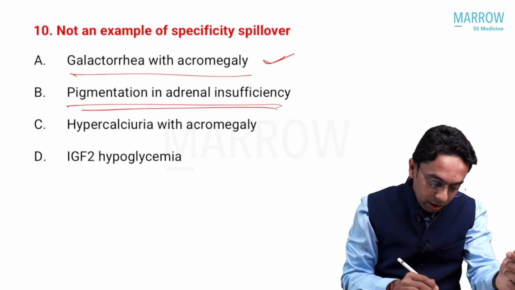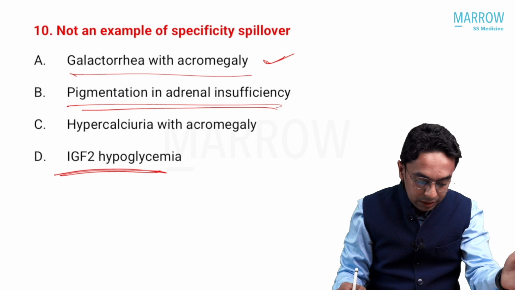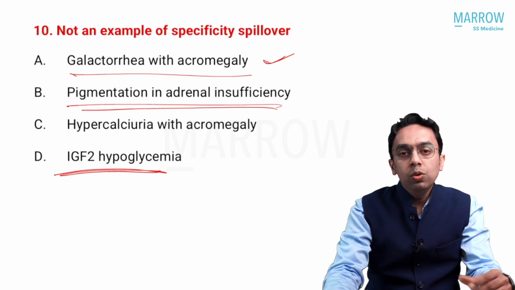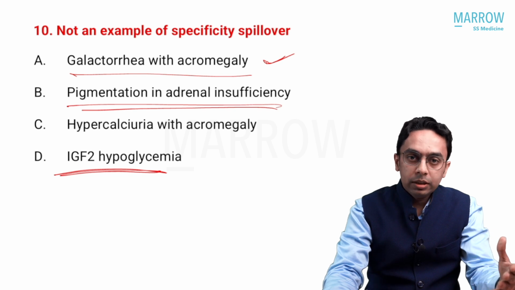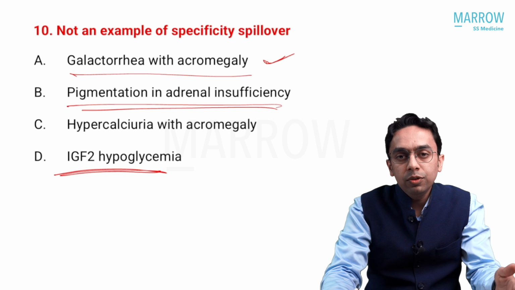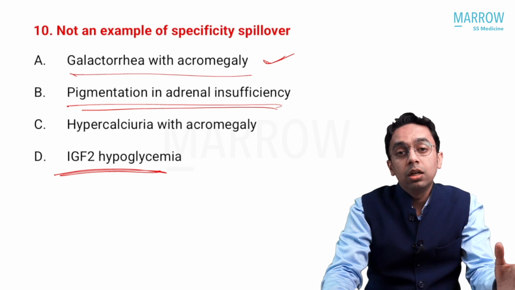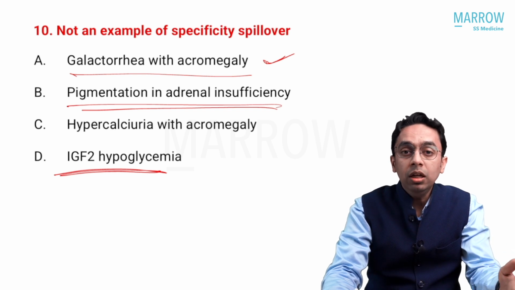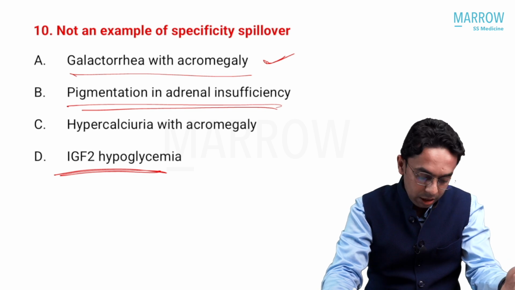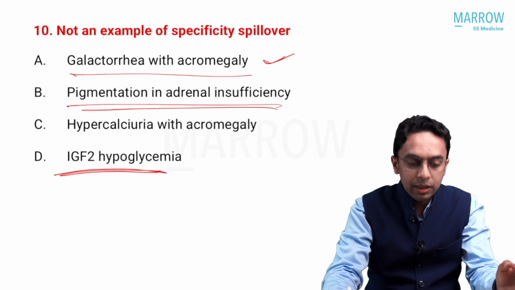Okay. Then coming to our fourth option, IGF-2 mediated hypoglycemia. This IGF-2 can act on the insulin receptors and can cause hypoglycemia. In fact, we have seen a few patients, especially with liver carcinoma, who can secrete this IGF-2 and cause hypoglycemia. This is a rare presentation, but it can be there.